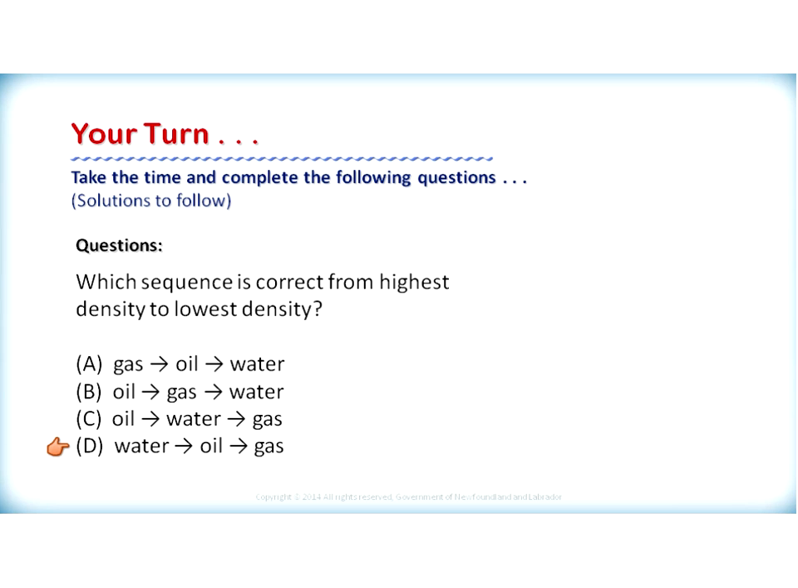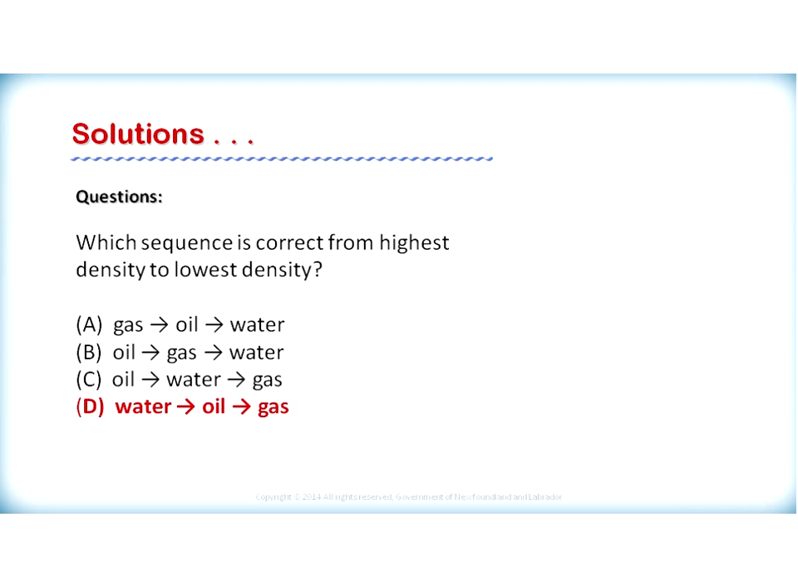So therefore the water would be the highest density and the gas the lowest density. So the sequence that correctly answers this question would be D. Water, oil, gas, from highest density to lowest density.